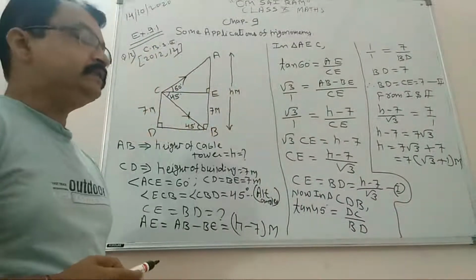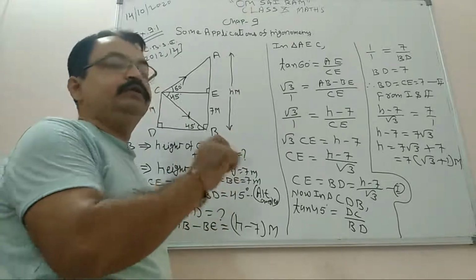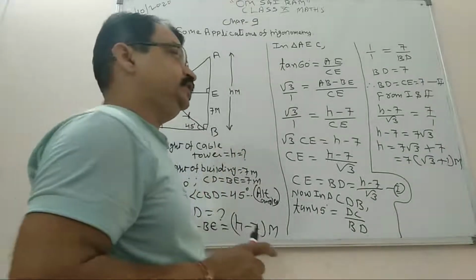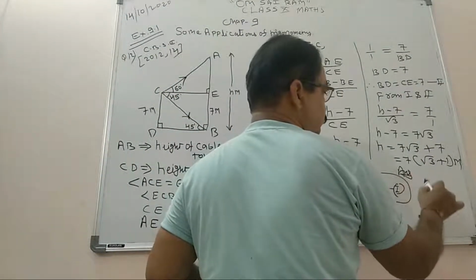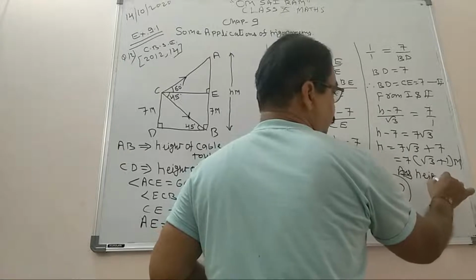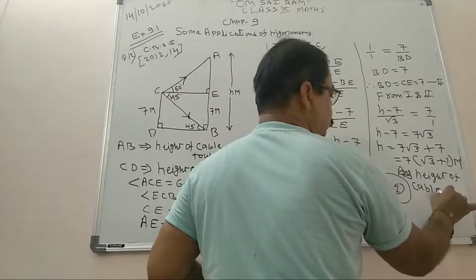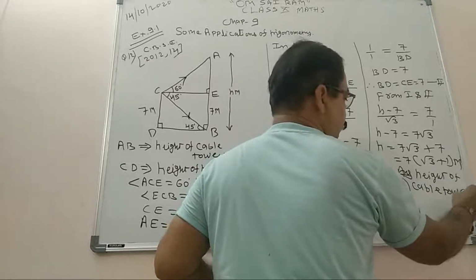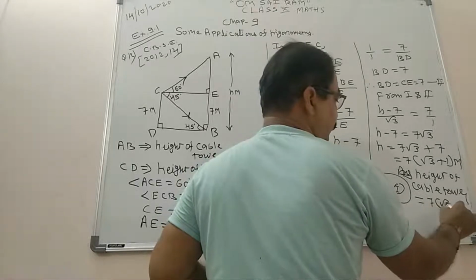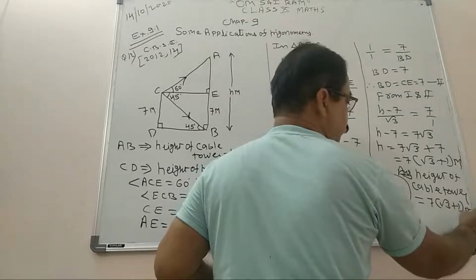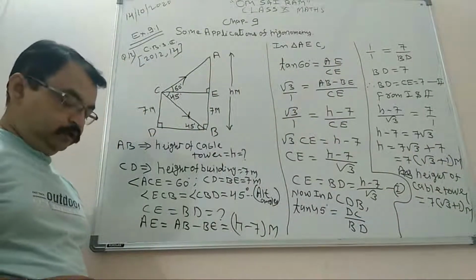Right? And since in the question the value of root 3 is not mentioned, we will leave it here only. We will not put the value of root 3 here. Okay? So our answer is over. We can mention the answer in words. That is, the height of the cable tower, which is the required height, is equal to 7 times root 3 plus 1 meters. Clear? Okay, so it is very simple.